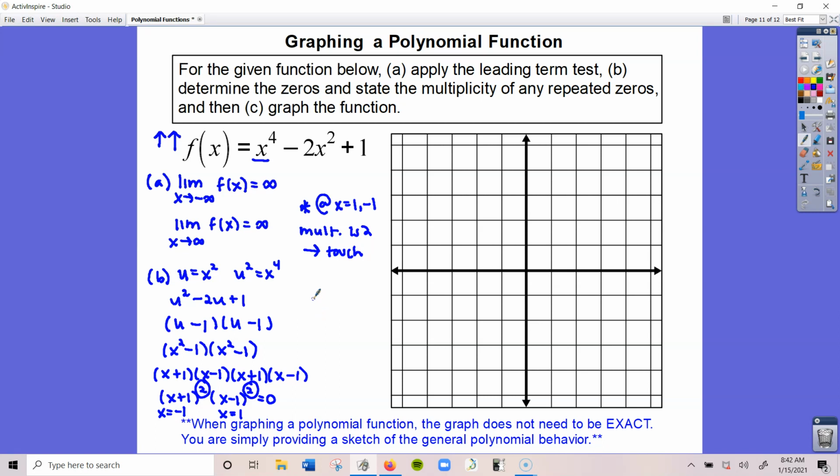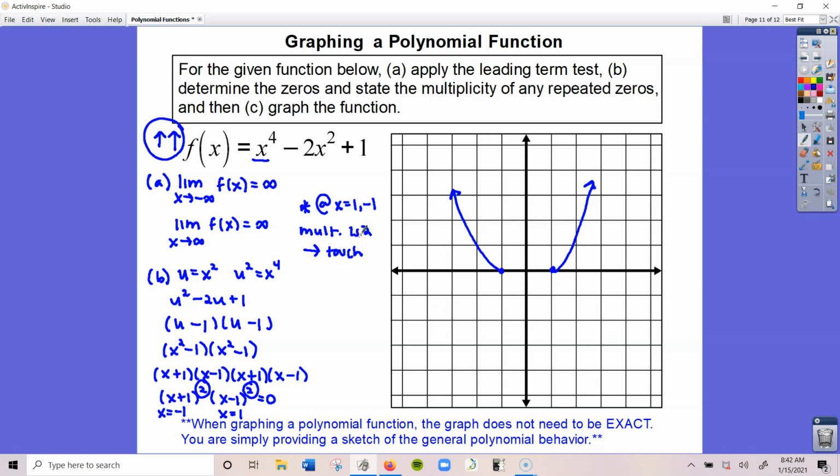x-axis. So the first thing that we're going to do when we're graphing this here is we're going to plot these x-intercepts. So we have at 1 and negative 1. Once you have your x-intercepts, you're going to now attach the end behavior to the outermost x-intercepts. Both ends go up, so I am going to go up here as well as up here.